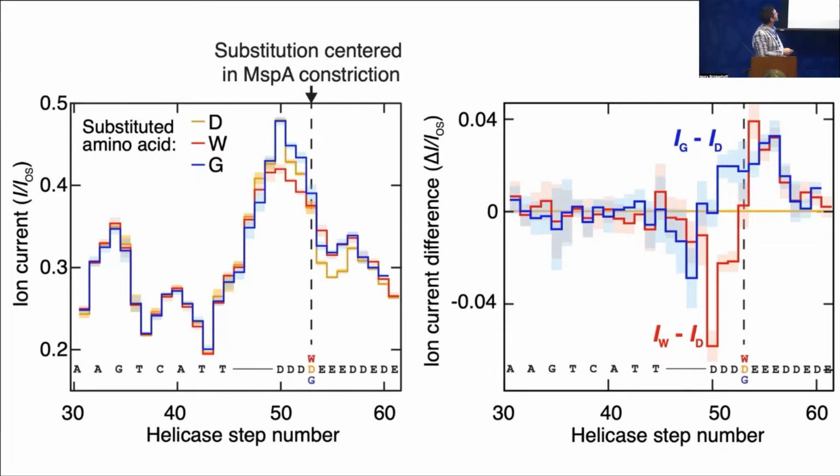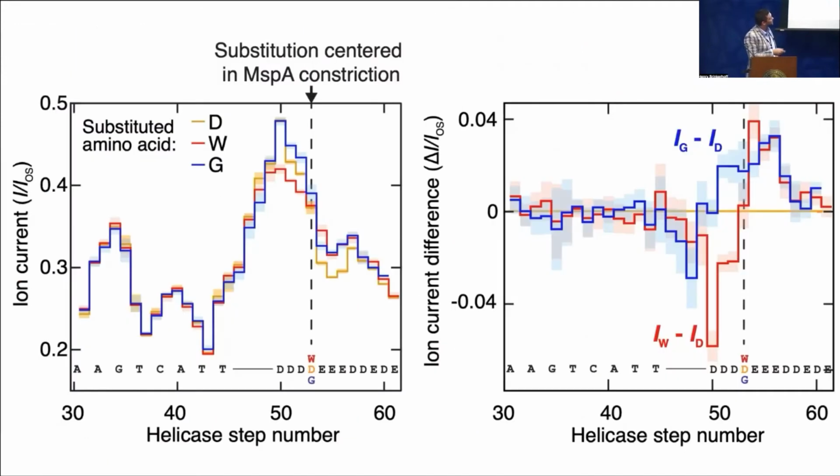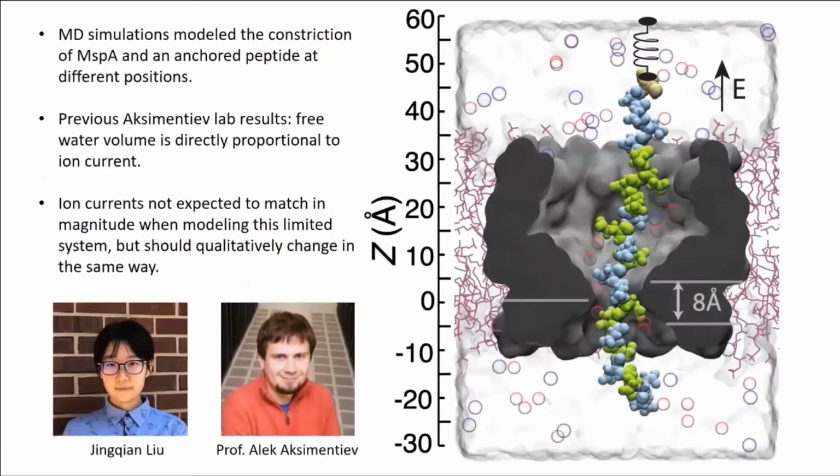So yeah, that's already pretty exciting, but there's something a little bit non-intuitive, which is, why does the tryptophan actually increase the current? That seems a little bit counterintuitive. You'd think a bigger molecule blocking the constriction of the pore should drop the current.